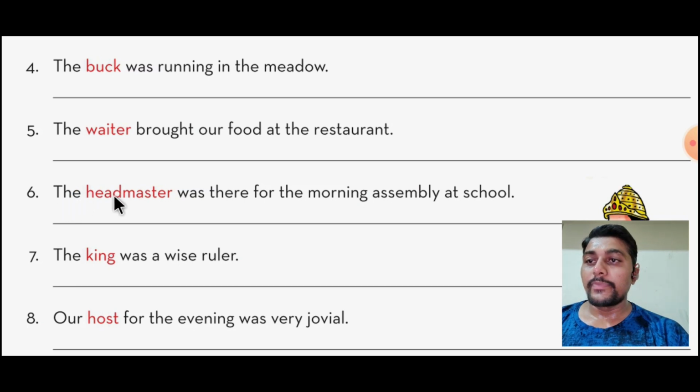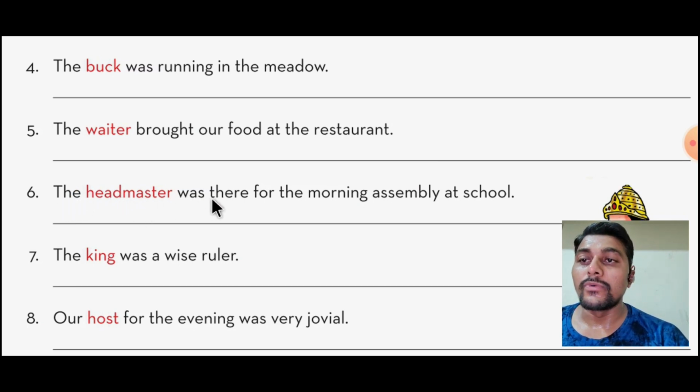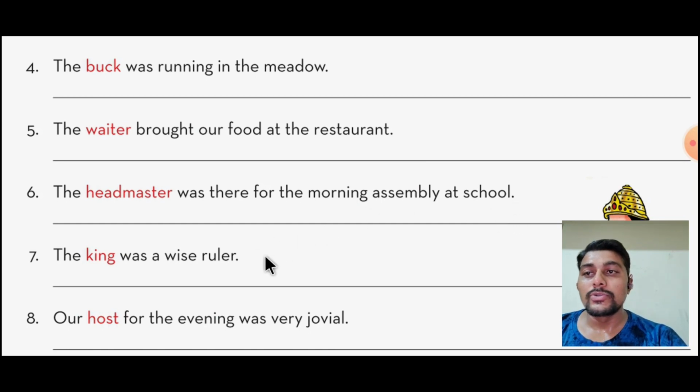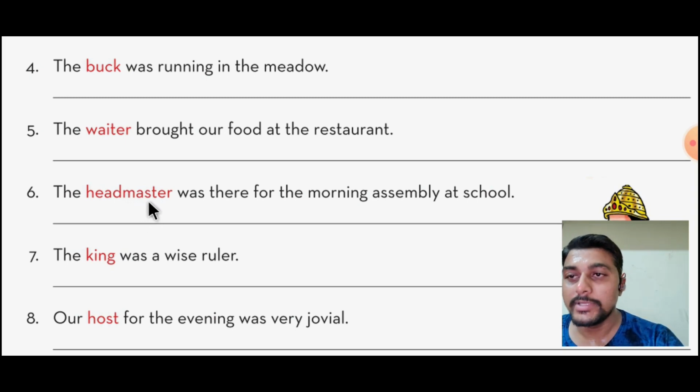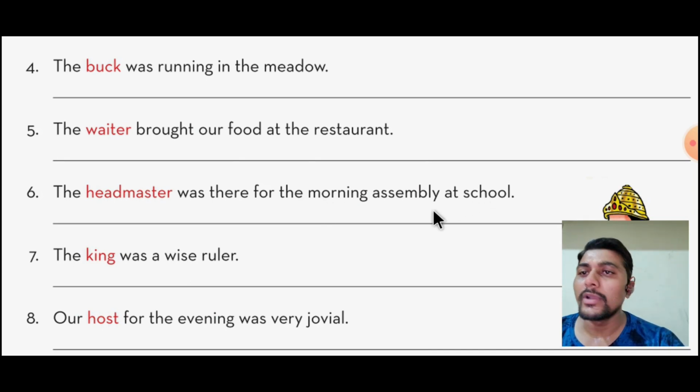Then sixth number, the headmaster was there for the morning assembly at school. So headmaster will become what? Yes, headmistress. Master becomes mistress. So the headmistress was there for the morning assembly at school. Other words remain the same.